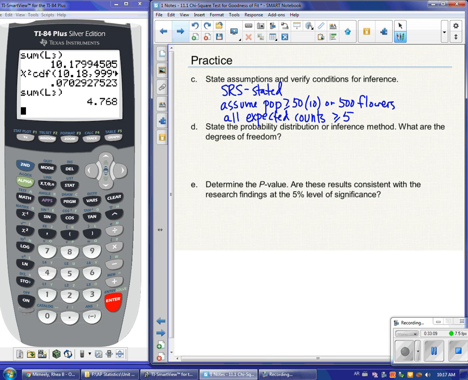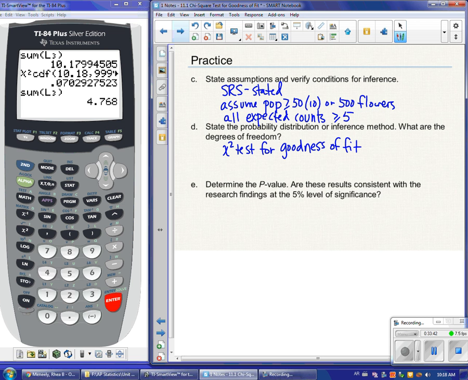Okay. So now we need to state the probability distribution or inference method. We are using a chi-squared test for goodness of fit. And there are 3 different tests that we're ultimately going to be doing, and it's going to be important to differentiate between them. But the goodness of fit test we use when we have one list or a one-way table. So we have one distribution that has several different values. I'm sorry, one variable, different values. Okay, so that's when we name the method.